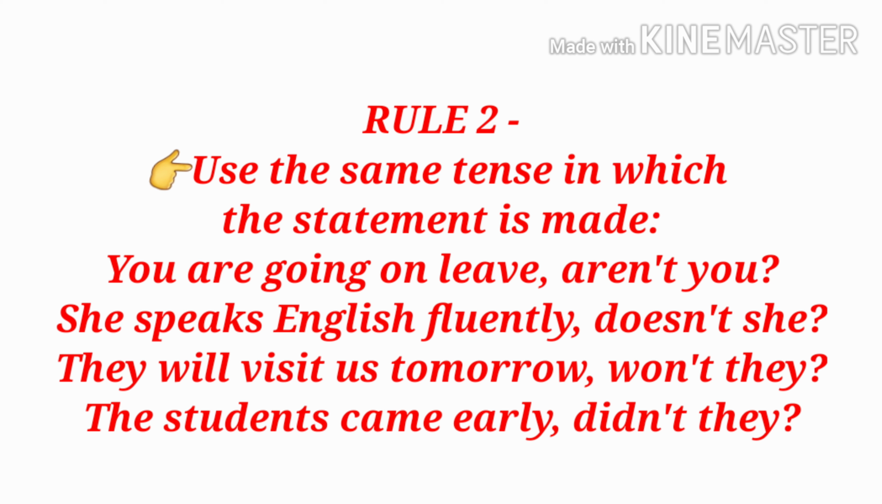She speaks English fluently. Identify the tense here. Simple present tense. It means we will use do or does. Since the subject is she, we will use does. Doesn't she? They will visit us tomorrow. Won't they? The students came early. Didn't they? In this sentence, the tense is simple past tense. So we have used didn't here, and they for the subject students.